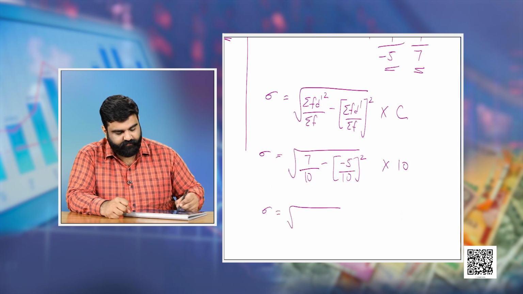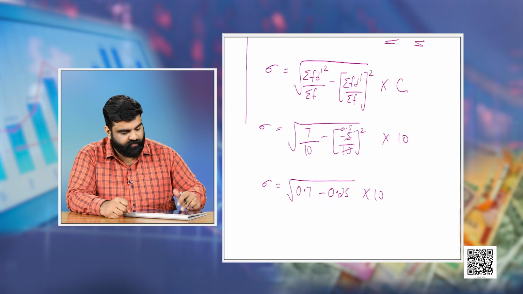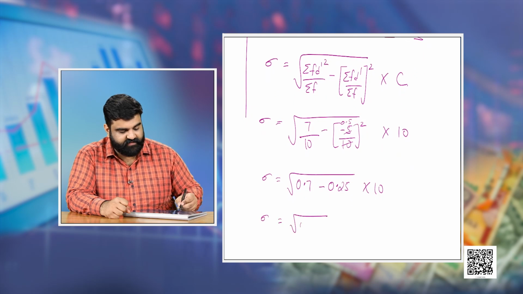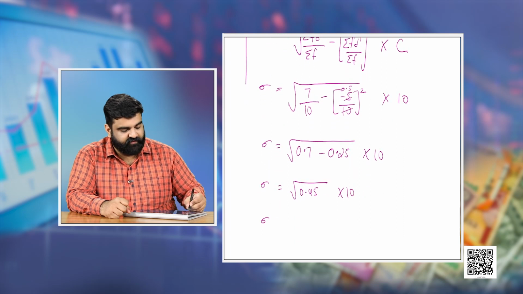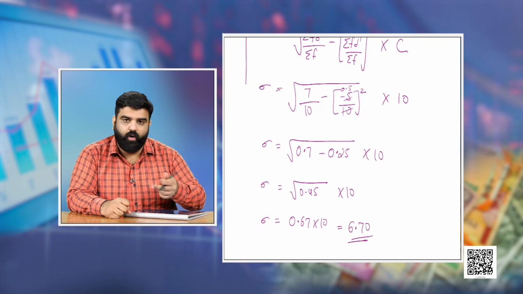So we have 0.7 minus, so this is 0.5, and when we square 0.5 we get 0.25 into 10. Now we have the value as 0.45 multiplied by 10. This will give me the answer as 0.67 multiplied by 10, and hence my final answer will be 6.70, which matches through all the methods.